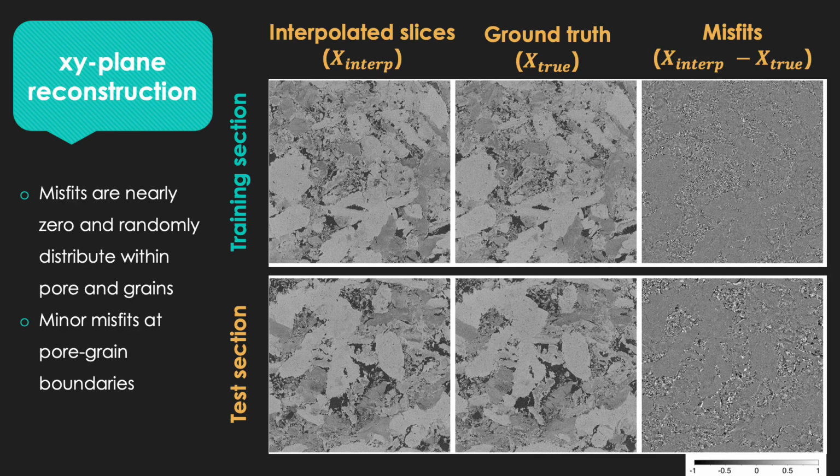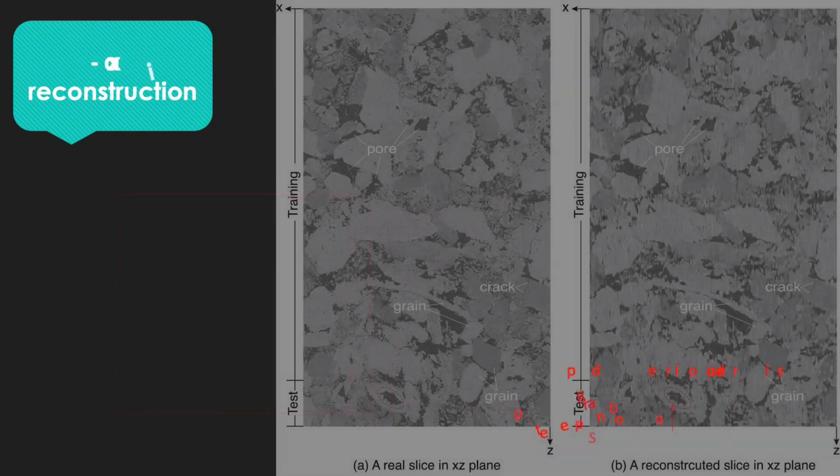Moreover, the PG-GAN generalizes well to test data. The test section slice contains a bit higher misfits than the training section slice. This means that the reconstruction error can be further reduced with more training data.